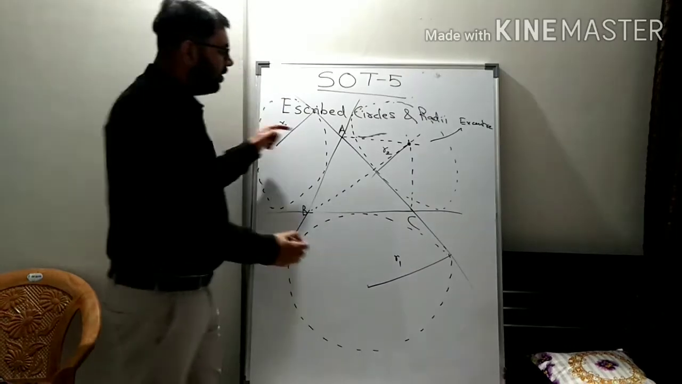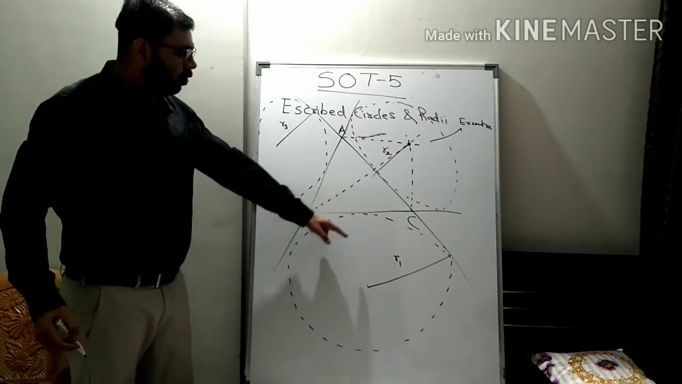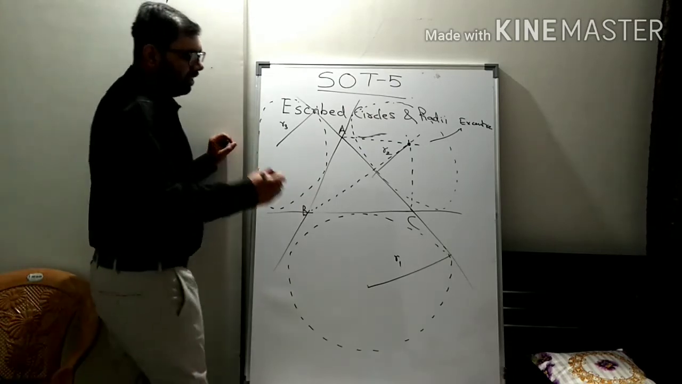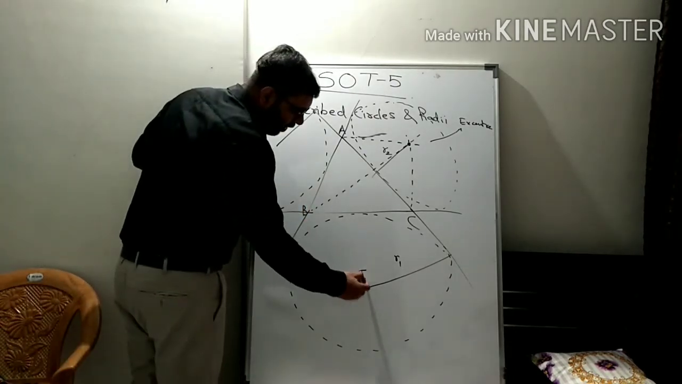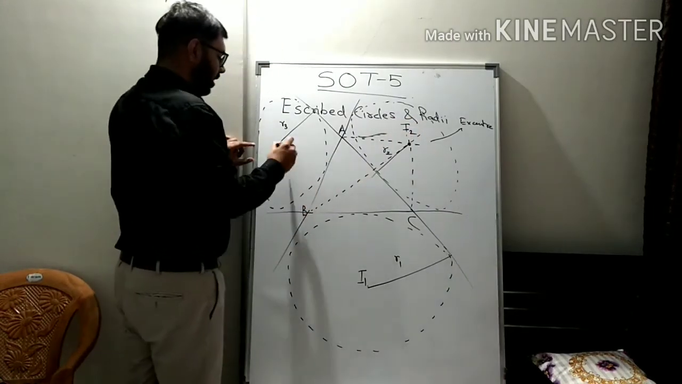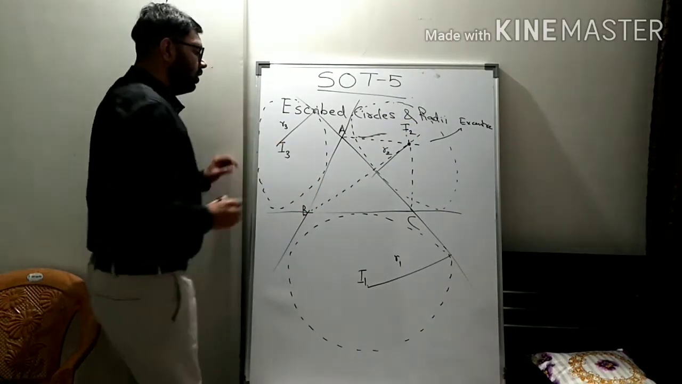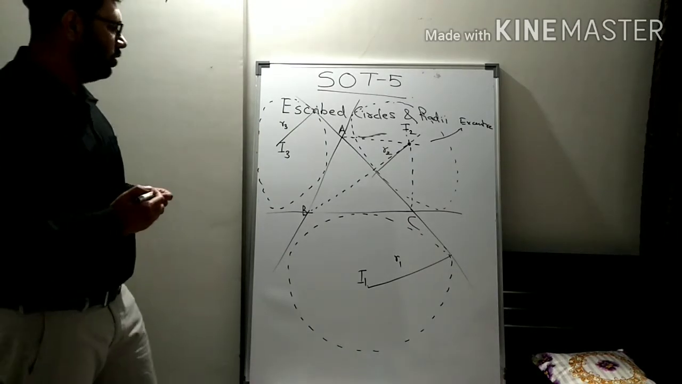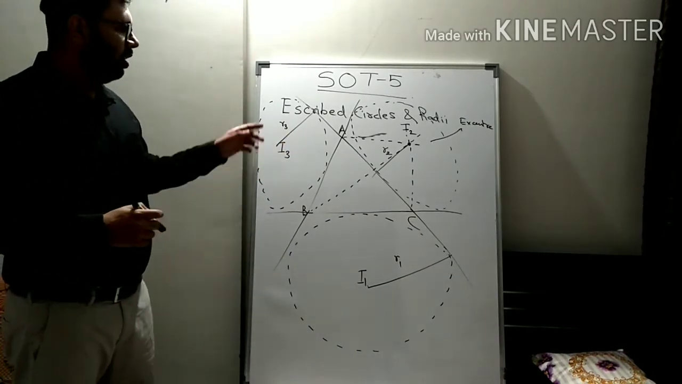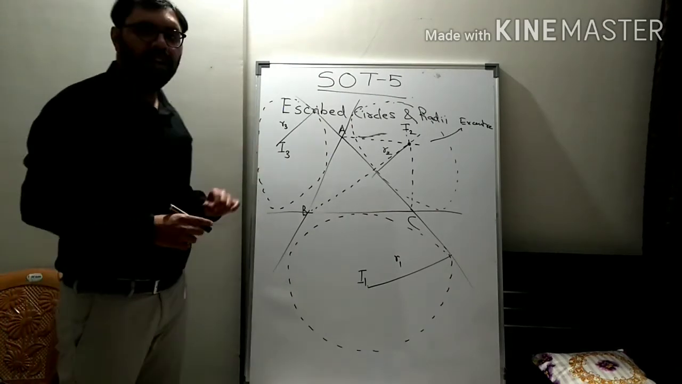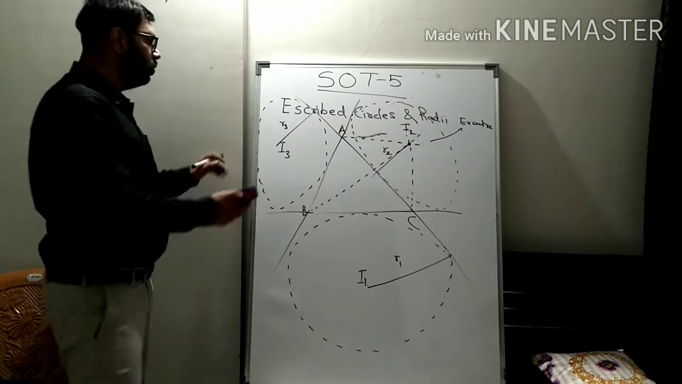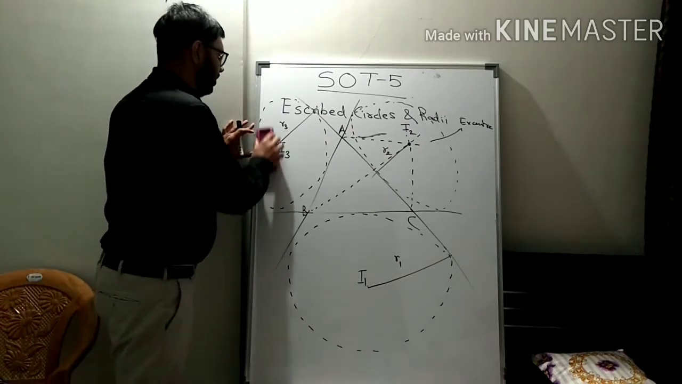So in this case we have three ascribed circles whose radii are R1, R2 and R3. Therefore we will have three excenters. Corresponding to R1 we have excenter I1, then corresponding to this we have excenter I2, and corresponding to this we have excenter I3. So these are the three ascribed circles, and correspondingly we have drawn their excenters and their radii also. Now we will study some results related to ascribed circles and excenters.